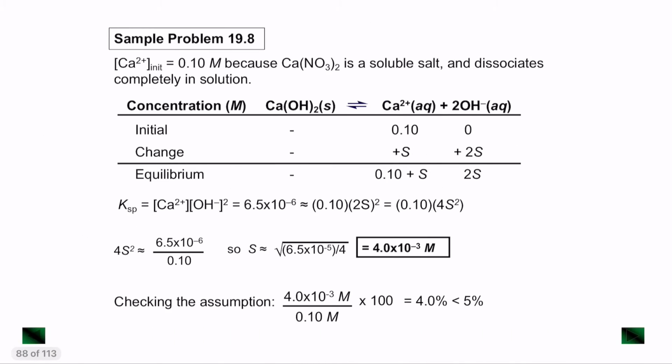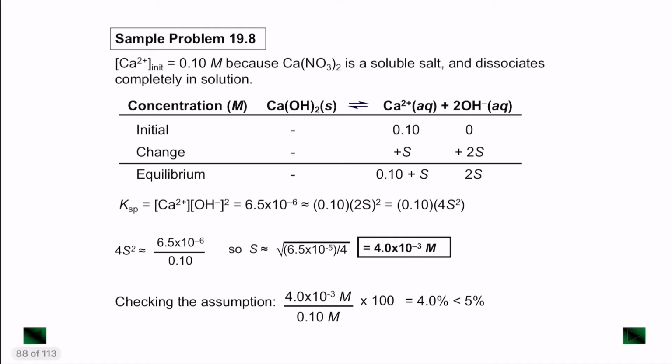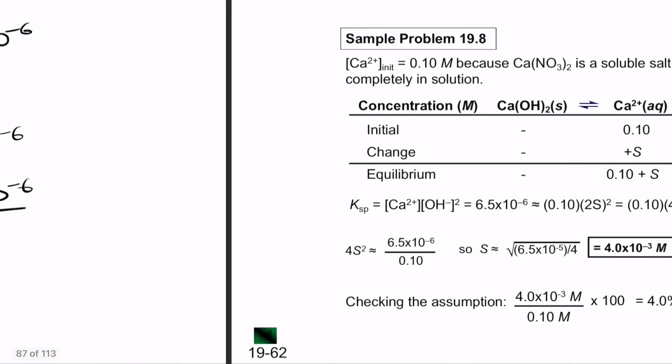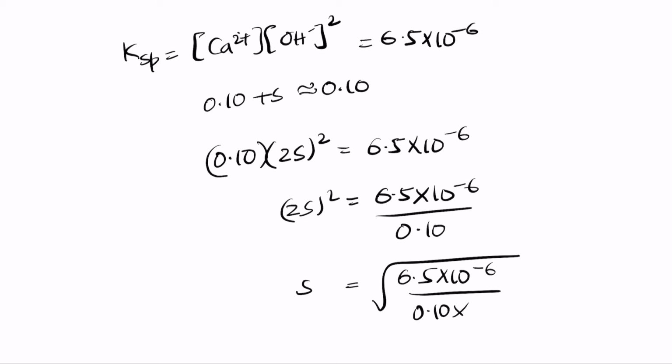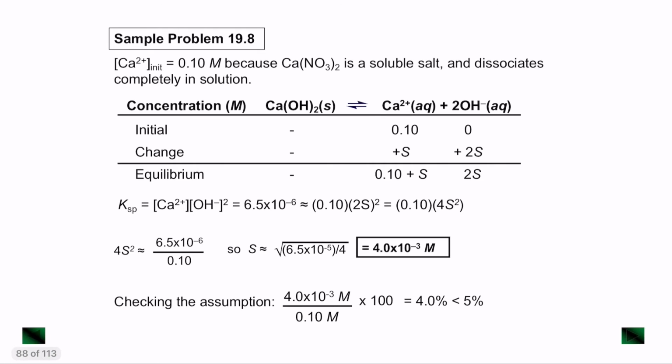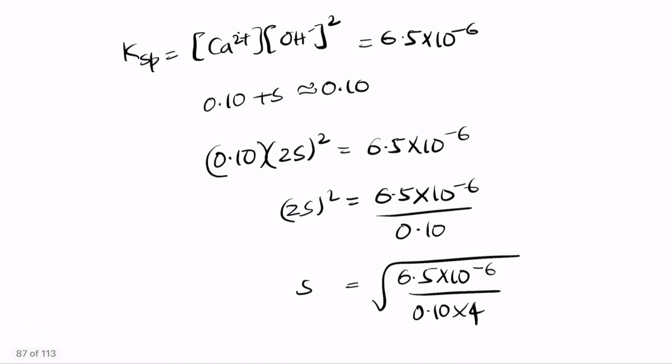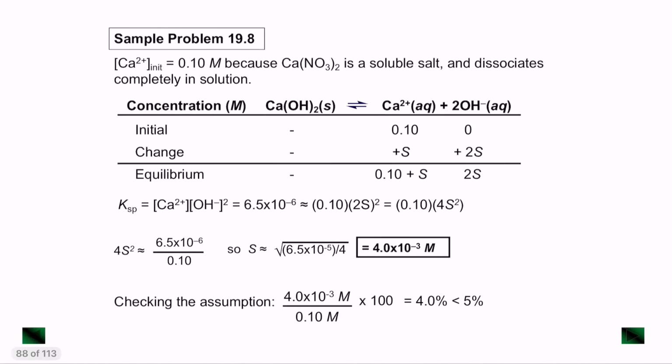So finally, when you calculate the actual value, the S value becomes the square root of 6.5 times 10 to the power negative 6 over 0.10 times 4. When you calculate the final answer, that gives you a value of 4 times 10 to the power negative 3, which is a really small value, which makes our assumption reasonable.